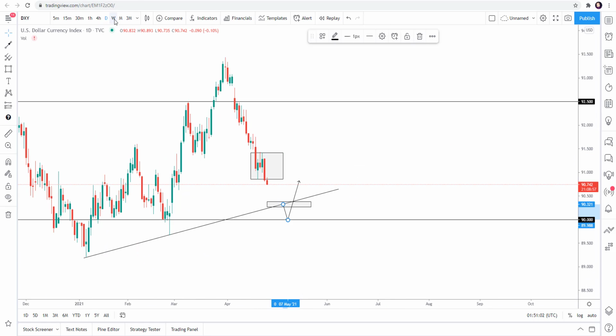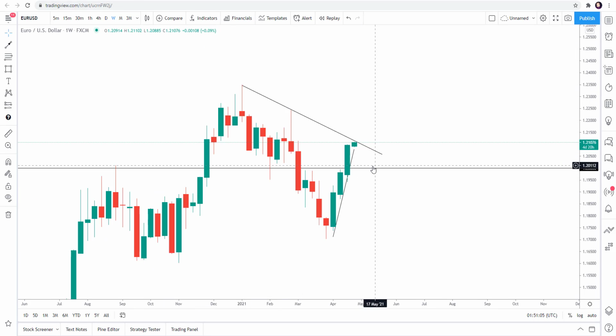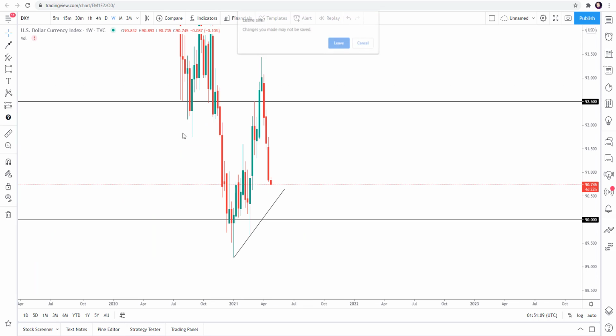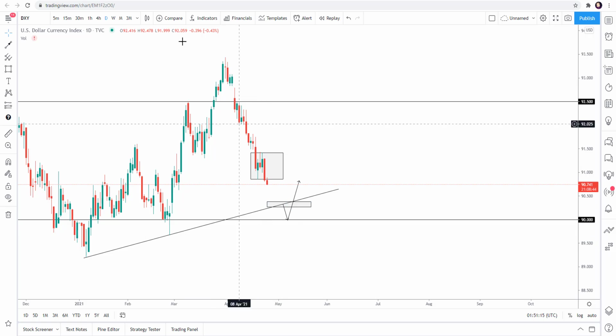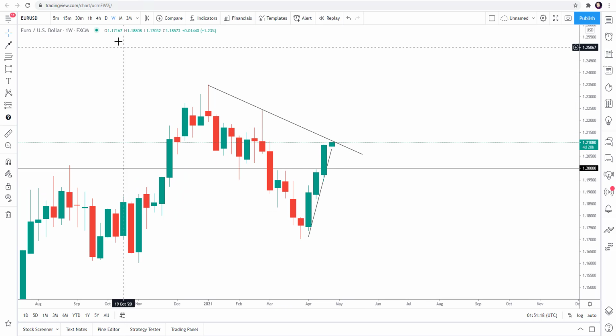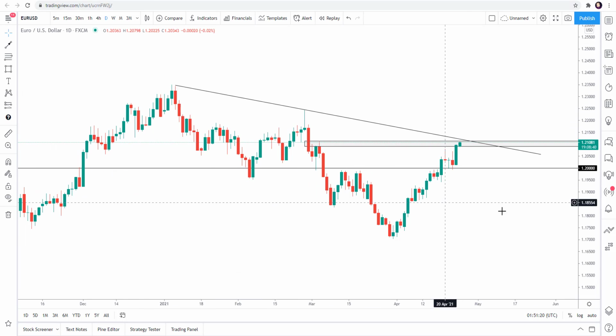Here we had a couple of weeks of downtrend. Here we have a couple of weeks of uptrend. So it has inverse correlation. Here we have a trend line, and here we have the opposite trend line, so inverse correlation.